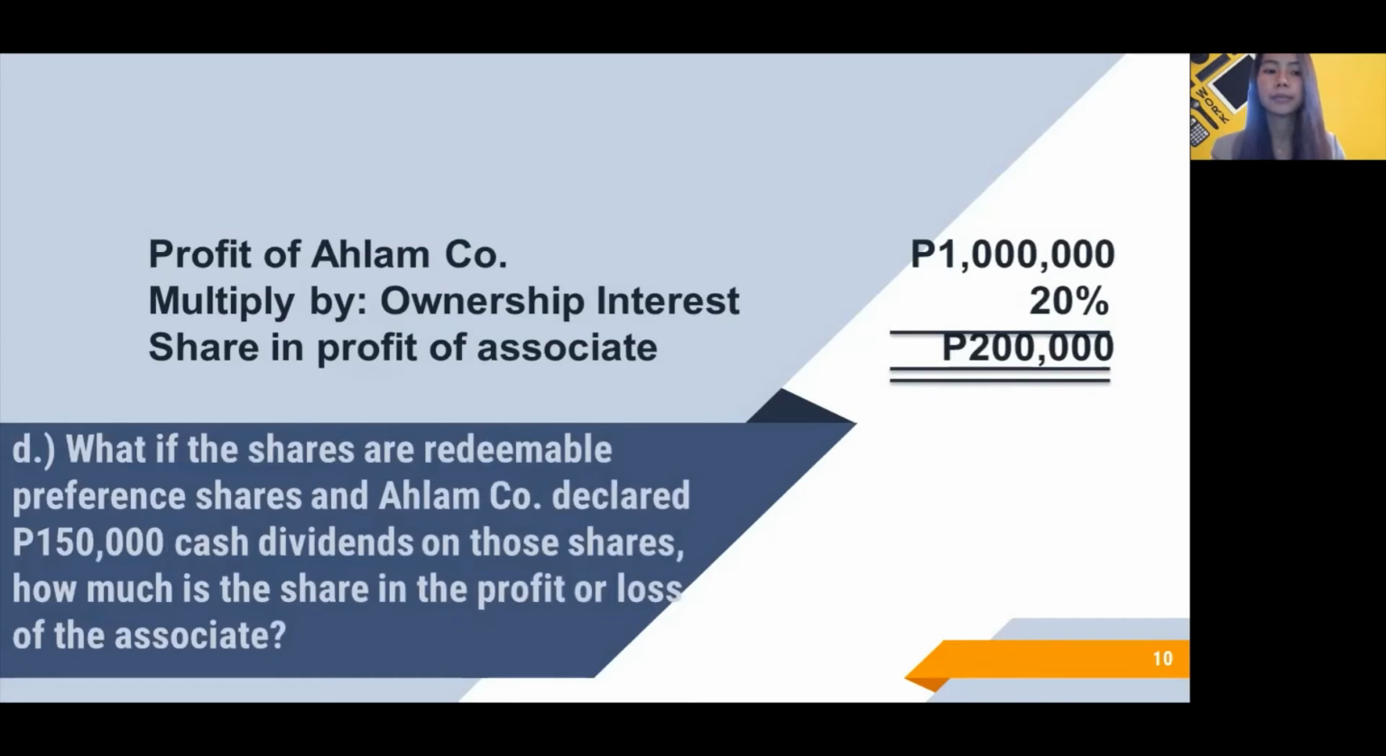And for letter D, sabi what if the shares are redeemable preference shares and nag-declare daw ng 150,000 na cash dividends? So what is the share in the profit or loss of the associate? So yung computation is still the same. Kasi no adjustment is necessary for the preference share that is considered a debt instrument. So the associate's profit of 1 million necessarily would have been reduced by the dividends declared. So proceed tayo sa 1 million na profit times the ownership interest na 20%. So we will get the share in profit of the associate na 200,000.